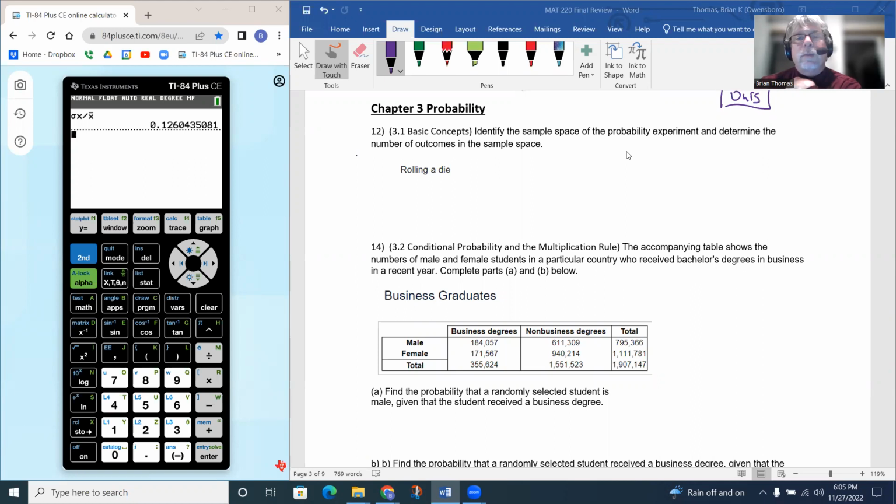This walkthrough is going to begin with chapter 3 with probability. This will be question 12 and question 14 to start with. So 3.1, basic concepts. The first question was: identify the sample space of the probability experiment and determine the number of outcomes in the sample space.